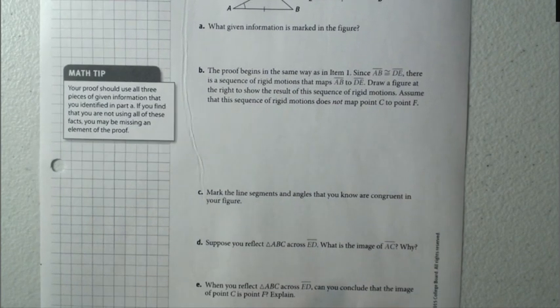B. The proof begins in the same way as in item 1. Since AB is congruent to DE, there is a sequence of rigid motions that maps AB to DE. Draw a figure at the right to show the result of this sequence of rigid motions. Assume that this sequence of rigid motions does not map point C to point F.